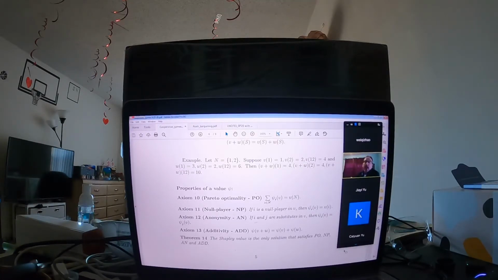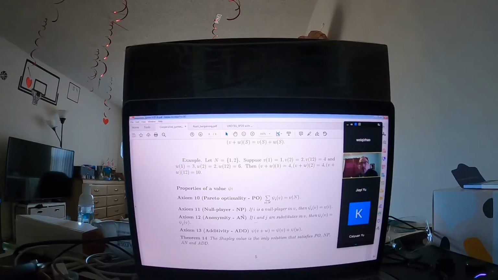Okay? And so the initial question is, are there any solutions? Can we find a solution that has these nice properties? Does there exist any solution that satisfies Pareto optimality, null player, anonymity, and additivity? Well, indeed there is. The Shapley value satisfies those four. Moreover, and I refer to this as an axiomatic characterization, it turns out this is the only solution that satisfies those four properties.